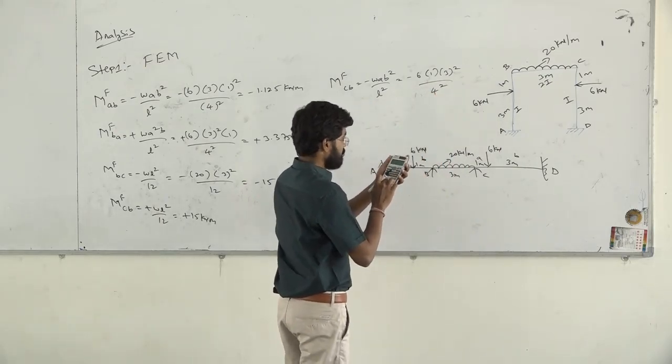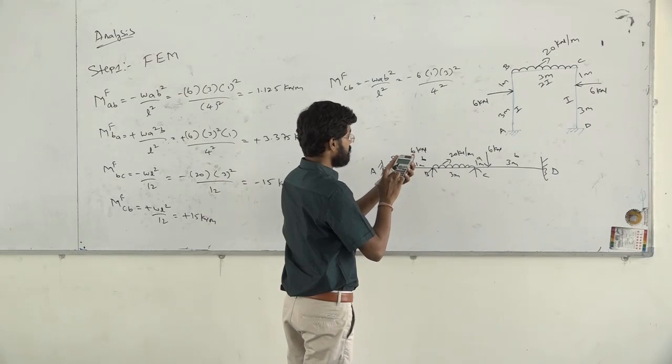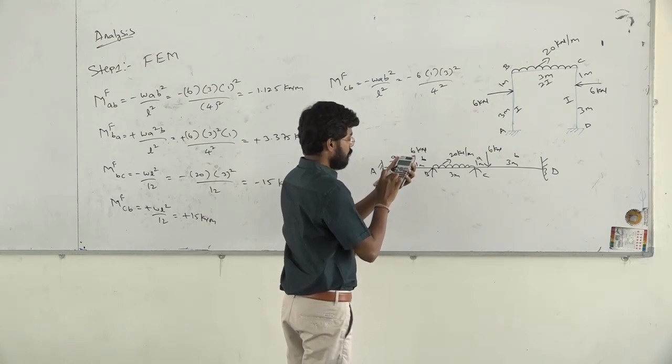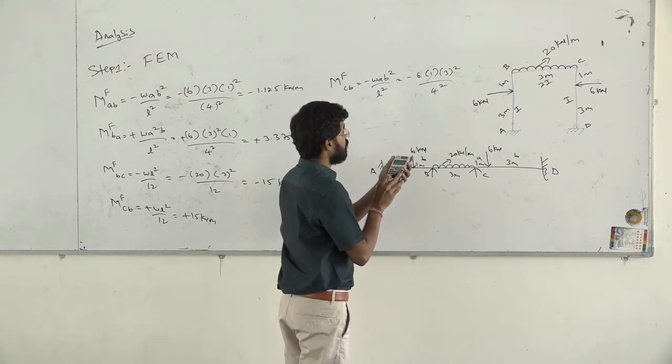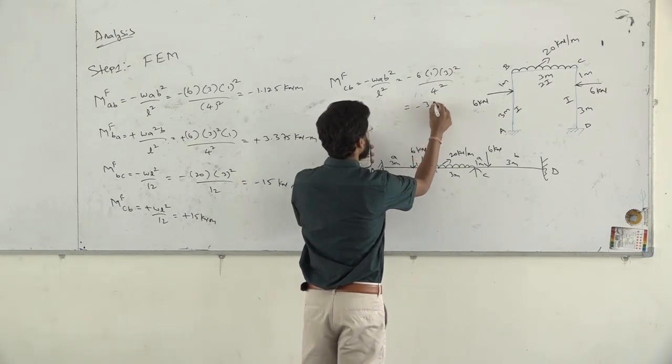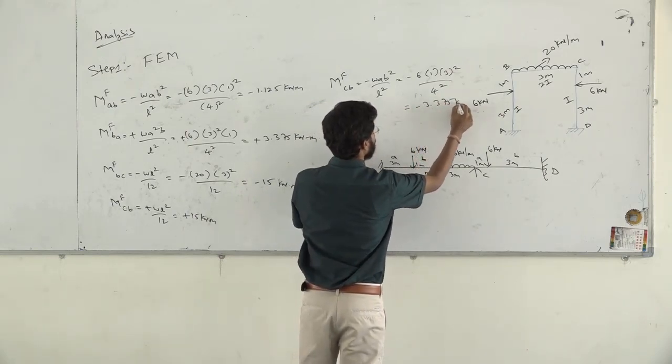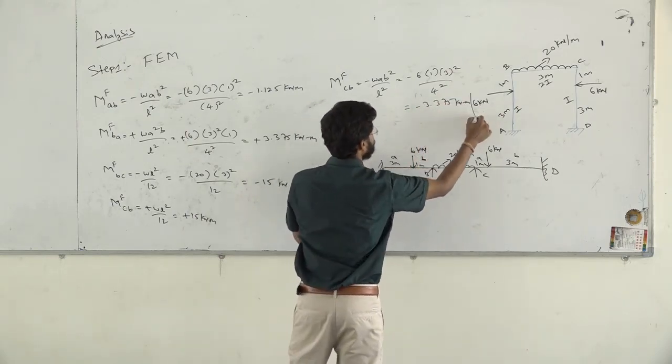So we have it as 6 into 3 square divided by 4 square. The answer we have got is minus 3.375 kilonewton meter.